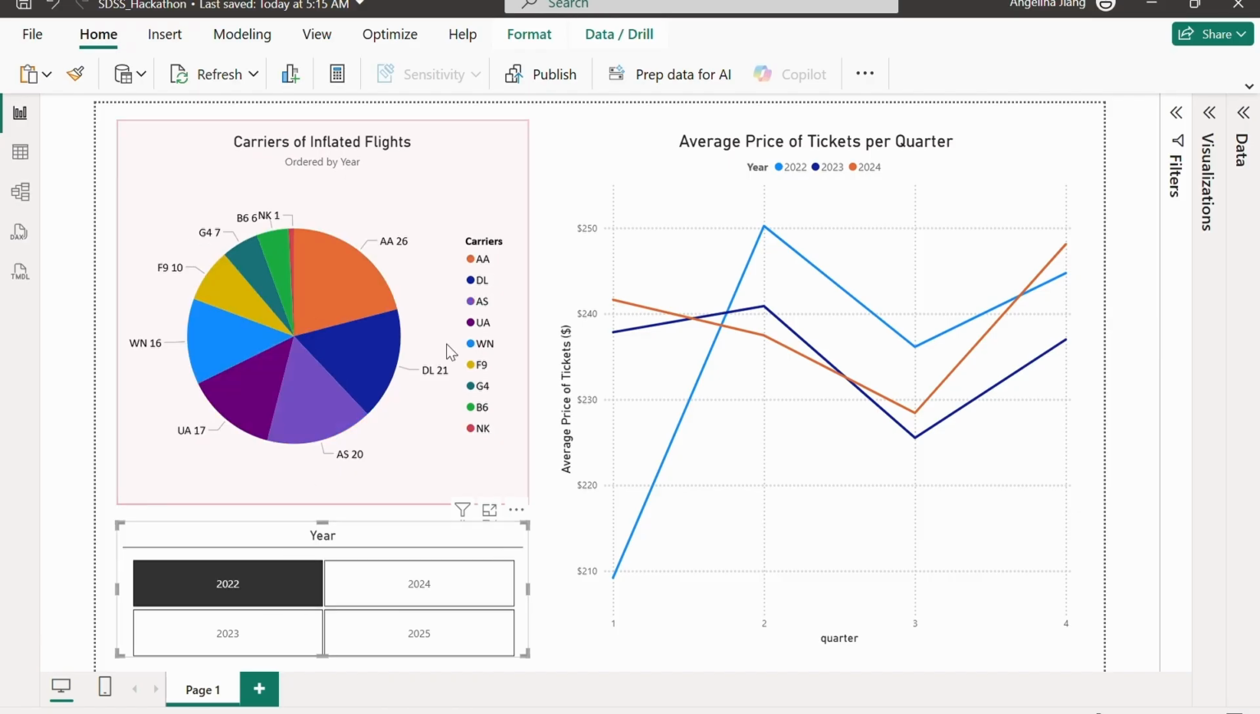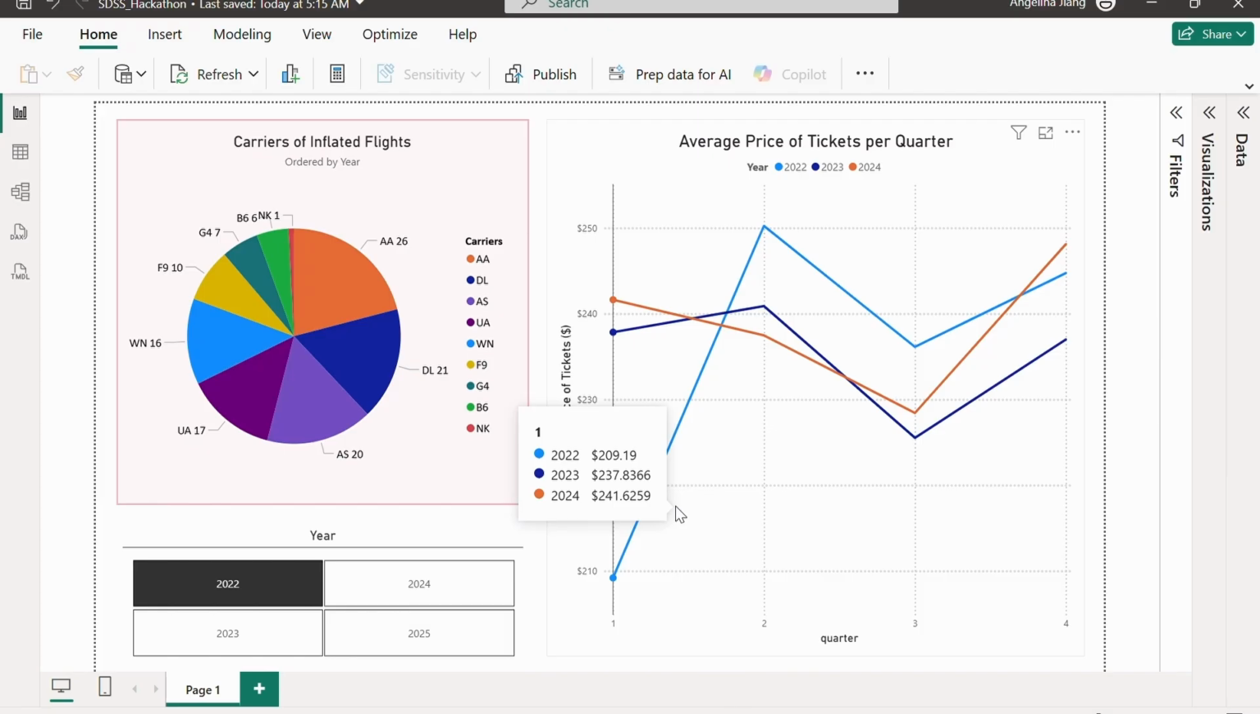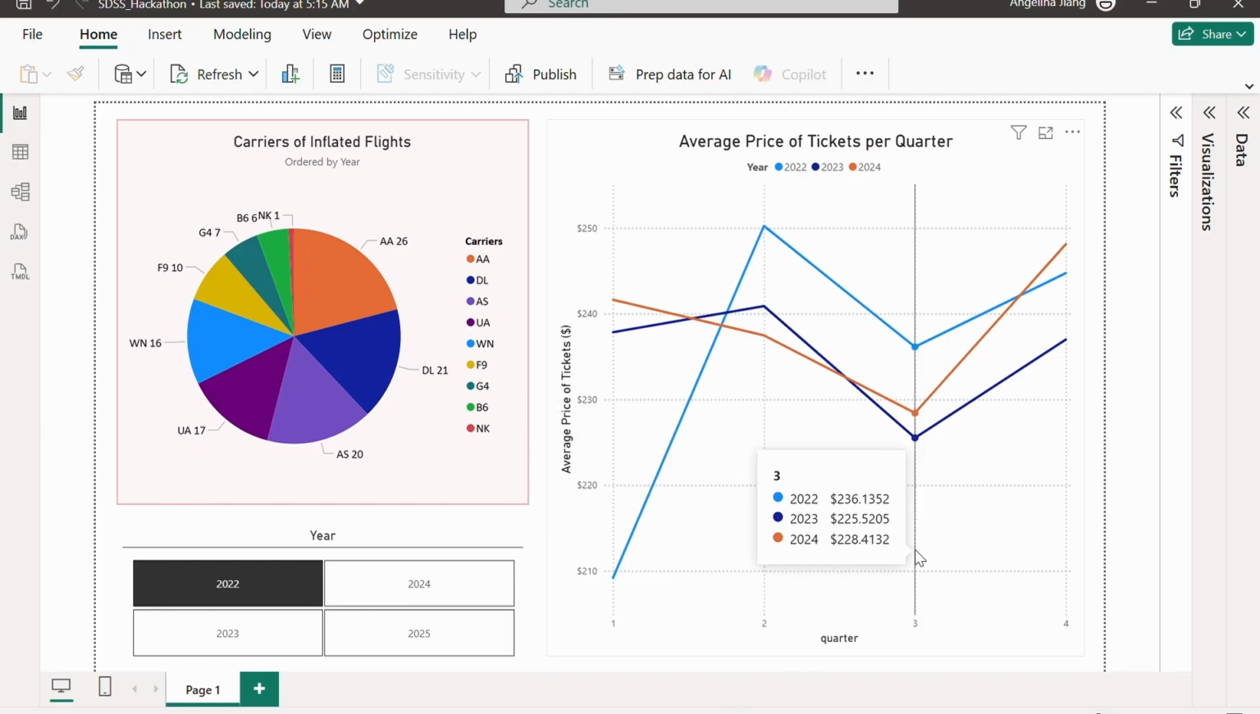And we can use the slicer here to look at the different years and which carriers gave how many inflated flights. Next, we also can look at the right and notice that we have a line chart that shows the average price of plane tickets per quarter over 4 quarters. And notice that in quarter 3, the cost of the plane tickets is generally the lowest.